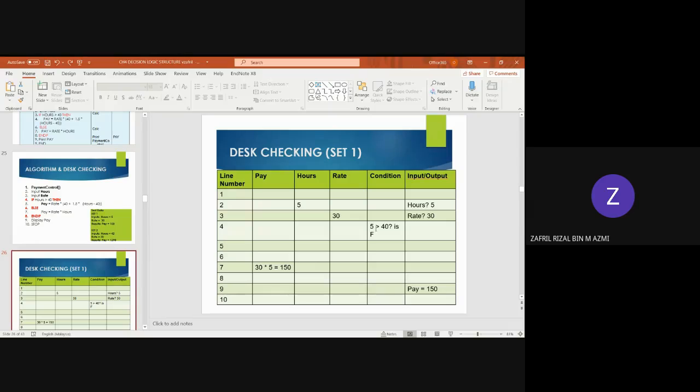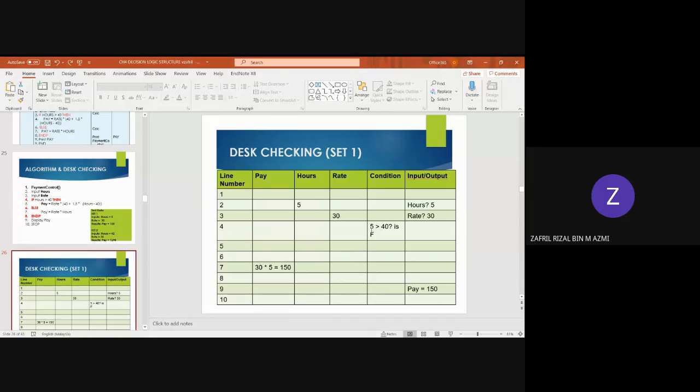Right. So if you see from this desk check, line 5 and line 6 are empty. Why is it empty? I think you get it, right? Can you see why it is empty? What's the reason for the emptiness? About 5 is less than 40. Yeah, correct. So it will only be filled in if the condition is true.